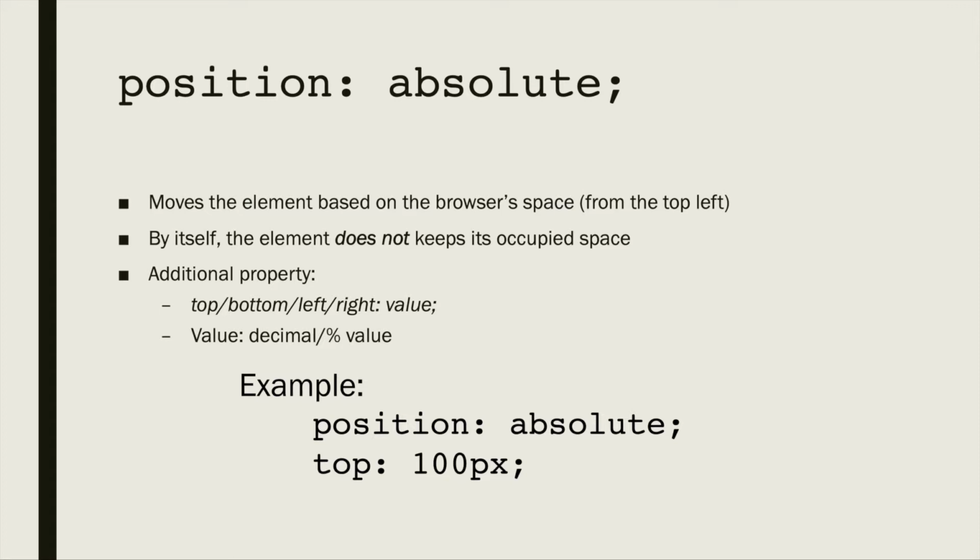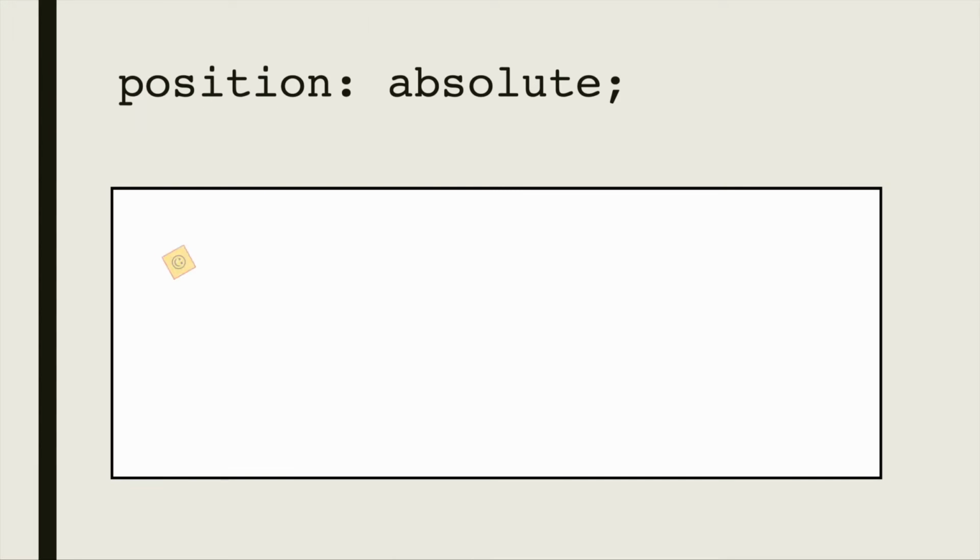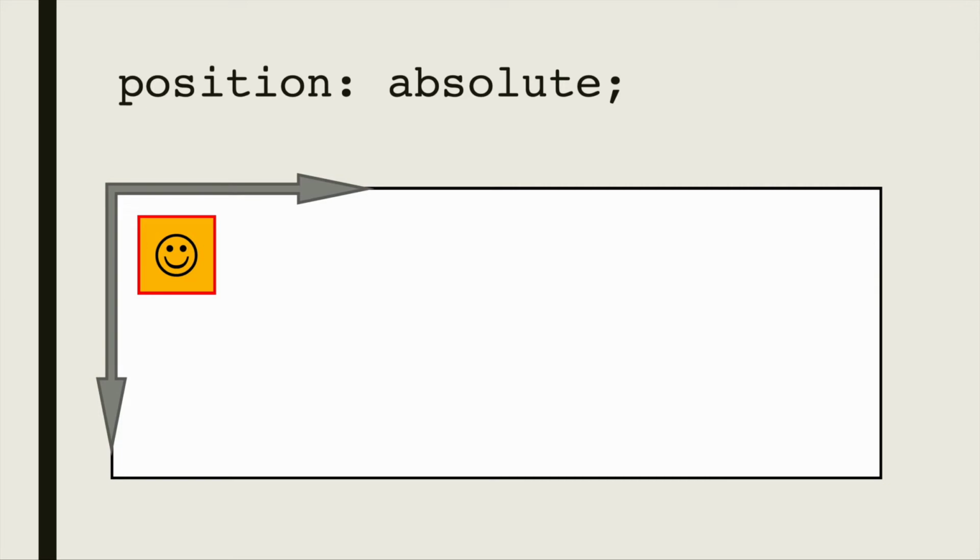So for example, if we say position absolute, top 100 pixels, that means it's going to go from the top of the page and push it down 100 pixels. Not wherever the element's loaded, it's going to start from the top left of the browser. Let's take a look. So we have our nice element again, just right there. And again, like I said before, we're basing it on the top left corner of the browser.